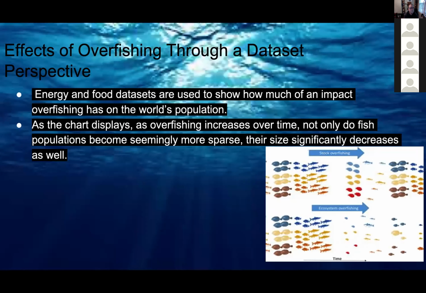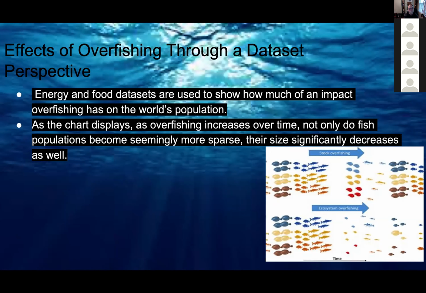So, materials used to see the effects of overfishing. One way scientists and researchers are able to see the effects of overfishing on coral reef ecosystems is by analyzing food and energy data sets. So as overfishing continues, it takes a great toll on the fish species in the reef ecosystems. And not only does it affect the school size of the fish by dwindling them down significantly, it also plays a role on the fish's physical attributes. So as great amounts of fish are being removed from these ecosystems through overfishing, the reproduction rates begin to decline as well as their physical sizes.